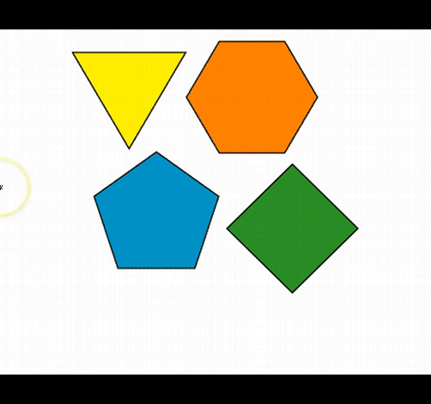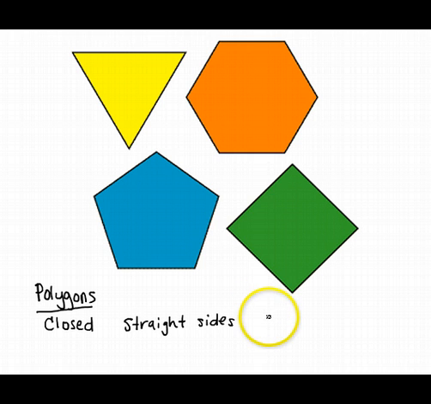The next term is the polygon. There are different qualities that make up polygons. For example, they are closed figures, meaning that you would not have any openings around the perimeter or the outside of the shape. They have straight sides. So you can see here in the example, all of the sides are straight, and they have no intersecting lines.